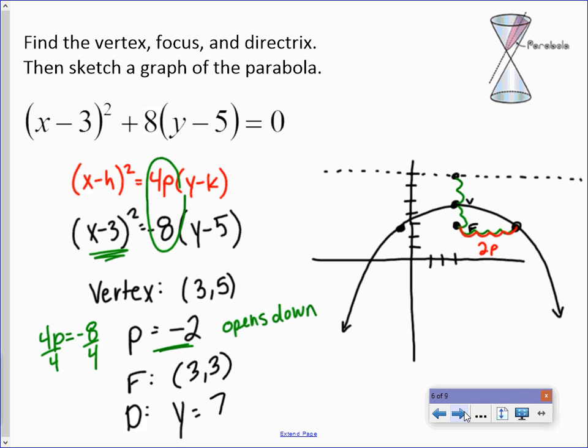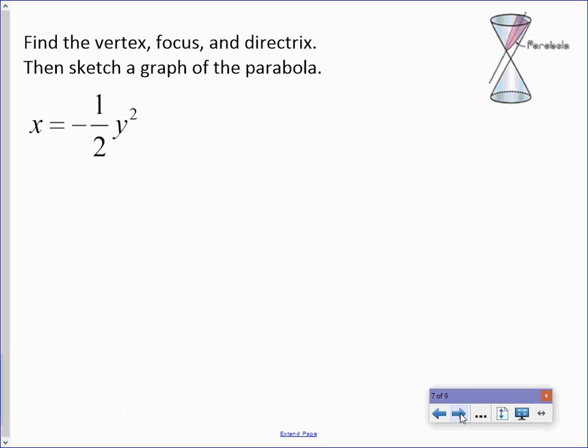Okay, we probably don't have time for both of our other examples, so I'm not going to work out this example. I just want you to look at it real quick. x equals negative 1/2 y squared. What are some things that you know about this parabola instantly? Where's its vertex?